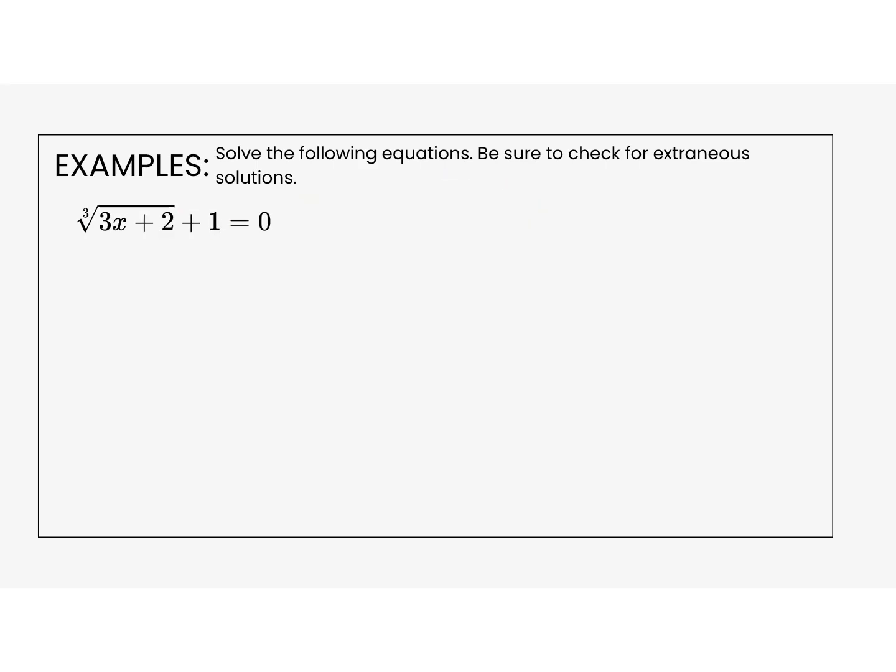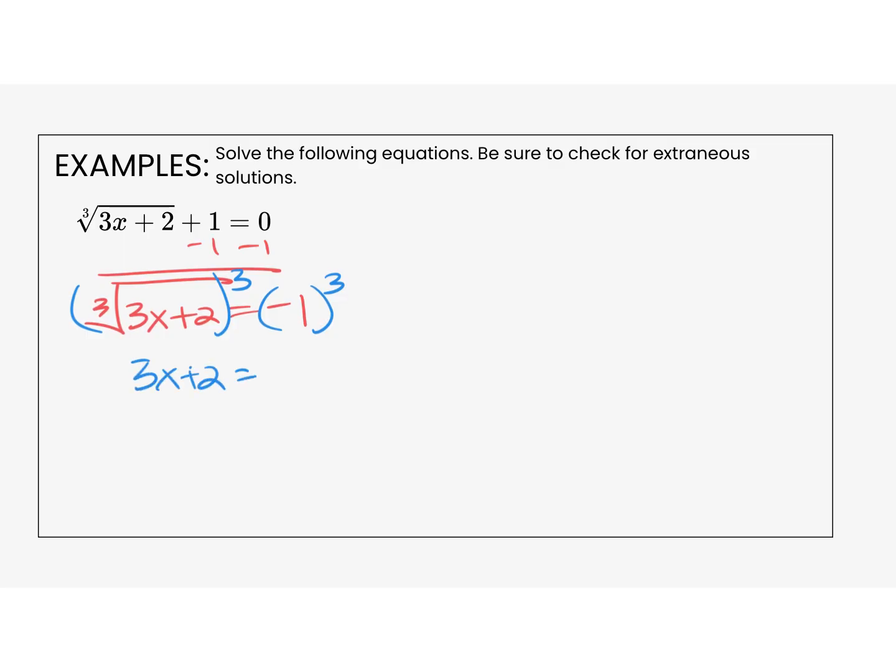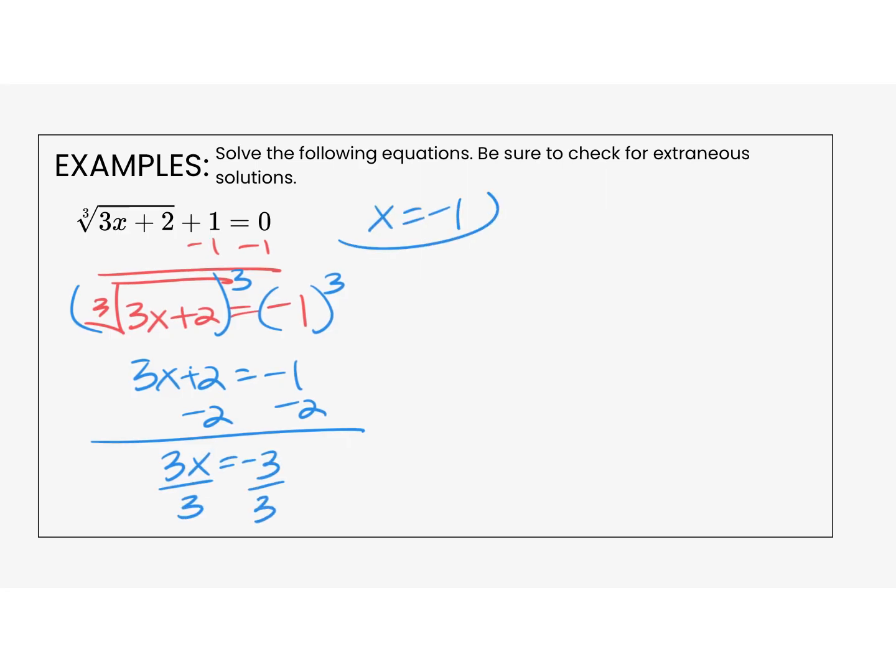All right, number 3 in your notes, we see a cube root for the first time. But again, first thing we're going to do is isolate this radical. So I'm going to subtract 1 from both sides. So I get the cube root of 3x plus 2 equals negative 1. To undo the cube root, I'm going to cube both sides. So I get 3x plus 2, and negative 1 to the third power is negative 1 times negative 1 times negative 1, which is just negative 1. Solve from there. Divide by 3. So x equals negative 1.